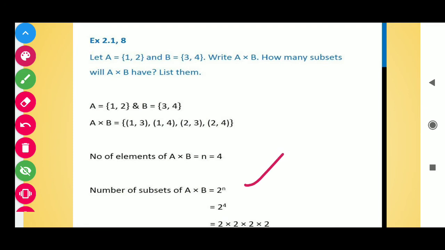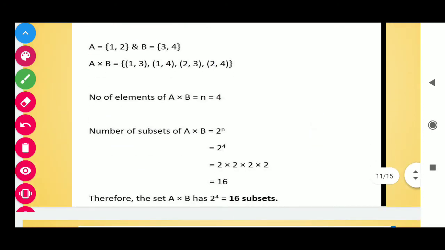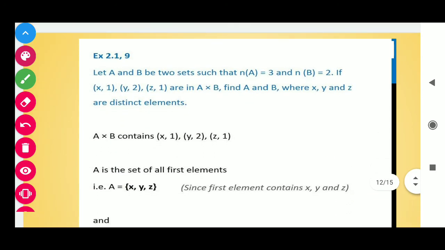So students, first find A cross B. A cross B is very simple. How many total elements are there? There are 4. Number of subsets of A cross B is 2 raised to power n, and the total number is 4, so we will put 2 raised to power 4. In this way we get the answer 16. So students, we have here 16 subsets. Next question is the 9th question.